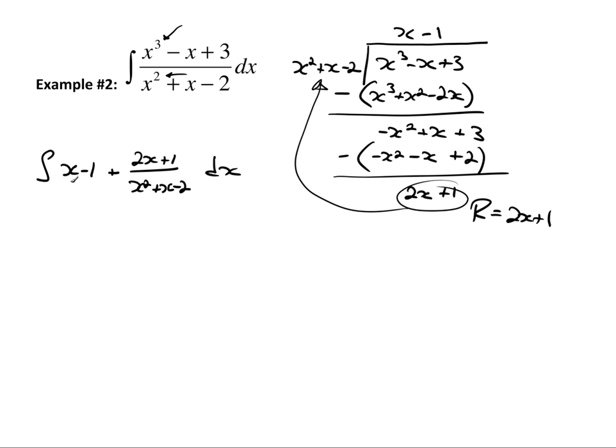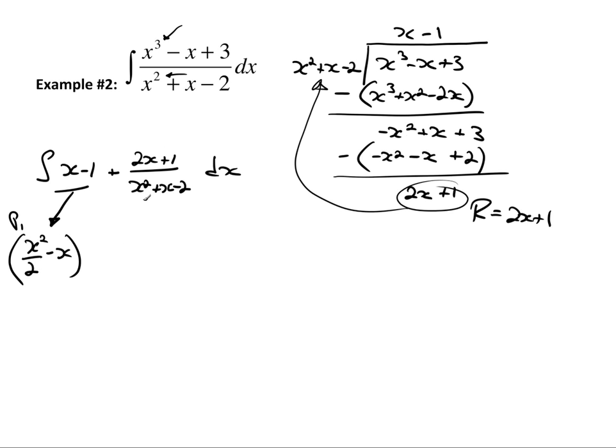Well, obviously, this is extremely easy to integrate, this piece right here. Well, let's go ahead and just do that. Just this piece alone, if I integrate it, it will be x squared over 2 minus x. So I need to keep track of this. I'm going to call it like part 1.